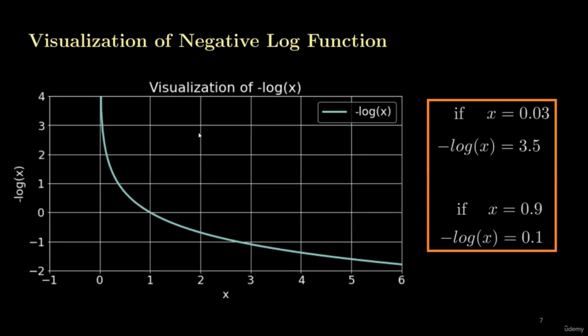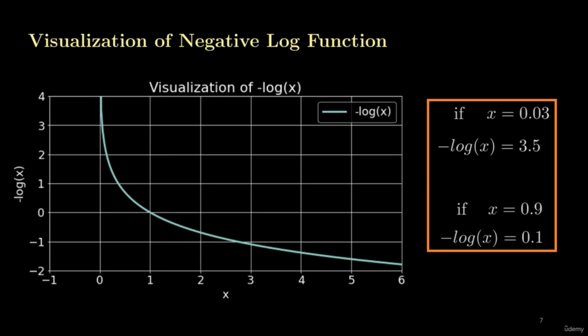Before going into cross entropy loss, we have to understand the concept of the negative log function. This is the plot of the negative log function, where on the x-axis I have the value of x, and on the y-axis I have the negative log of x. We can see that if we increase the value of x, the value of negative log x decreases. This is a very important property which we will use in order to understand cross entropy loss.